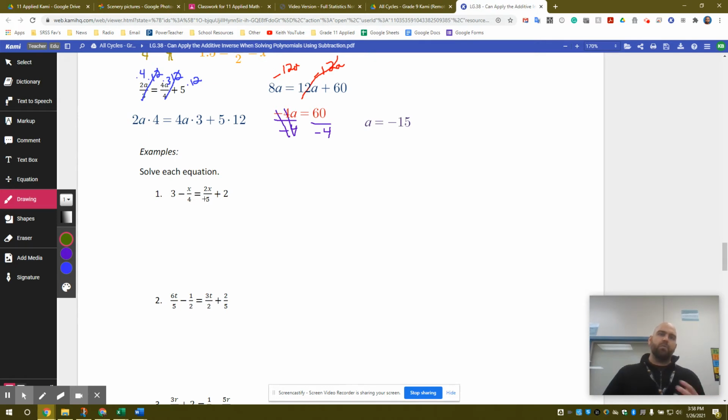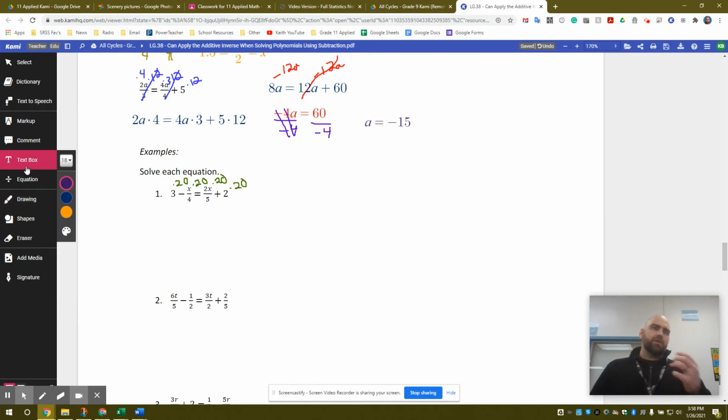We have 4 and 5. The lowest common multiple of these two is 20. So we're going to multiply every term by 20. Multiply this one by 20, multiply this one by 20, and multiply this one by 20. Now I'm going to go through one more step here, and show something a little bit more before we do any canceling out.